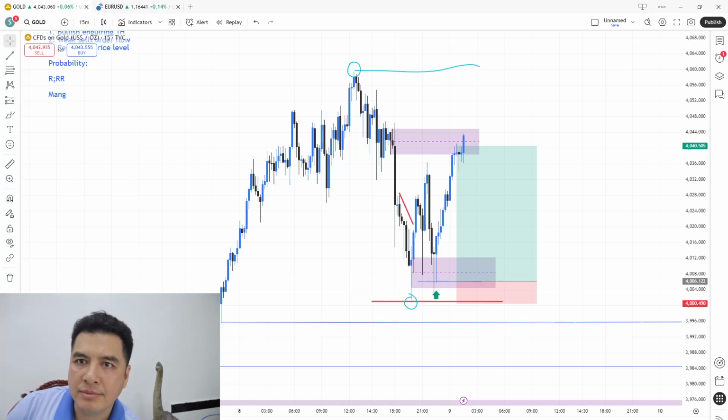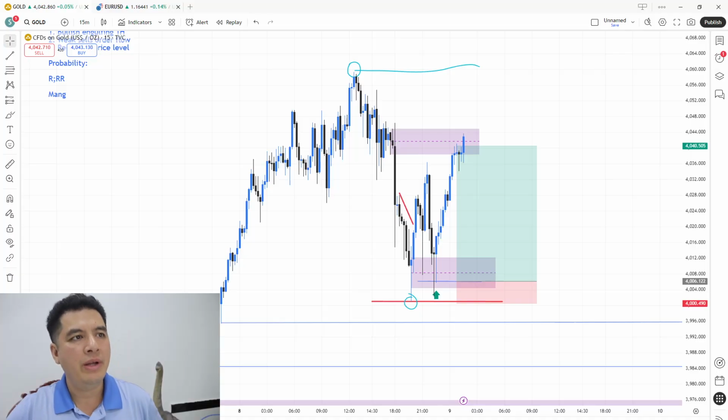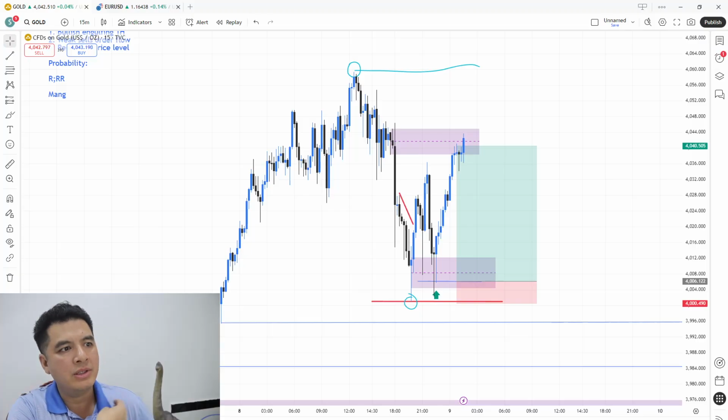Wait for confluences, wait for price to show its hand. Wait for it to tell you what it's going to do before you enter the trade. And that will eliminate a bunch of stress. And once you're not stressed and you're not micromanaging the trade, it's going to be very easy trading, guys.